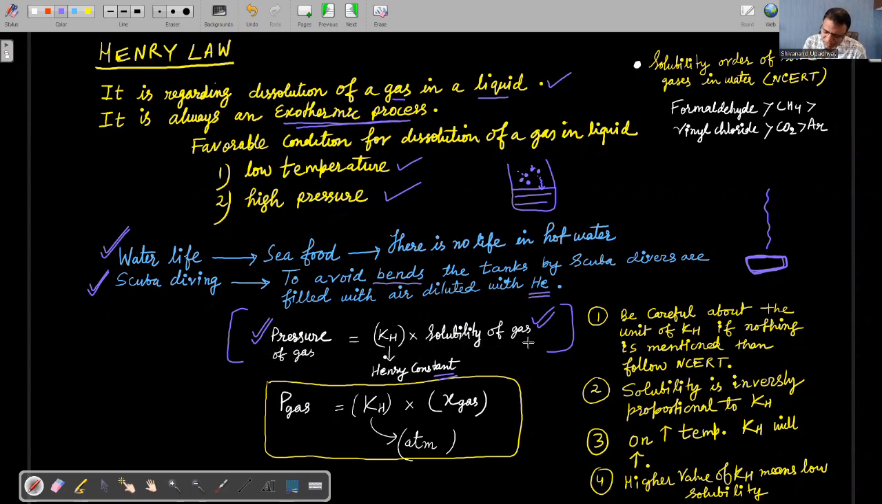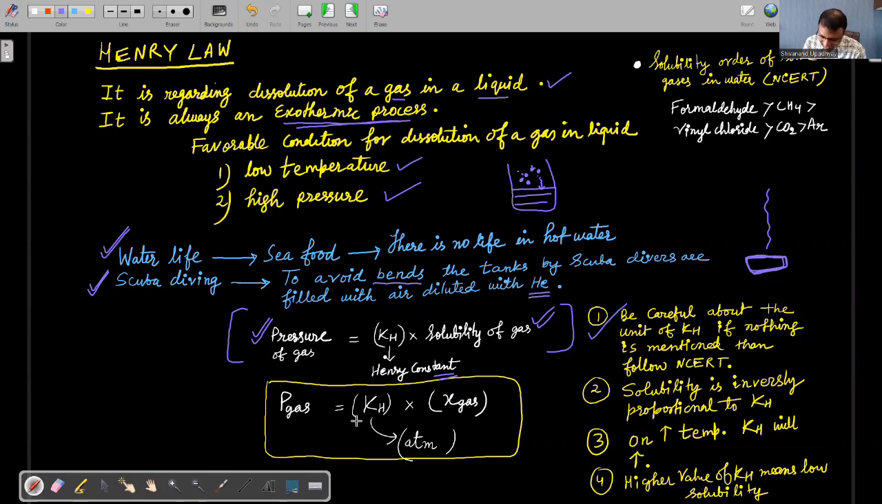There are many ways to represent solubility. One way we follow in NCERT is mole fraction. So in our course, they have given that the pressure of the gas is equal to the Henry constant into the mole fraction of the gas. So when we are solving a question on Henry law, first we have to be careful about the unit of the Henry constant. If nothing is mentioned, then we follow NCERT, and according to that, the unit of the Henry constant is that of pressure.